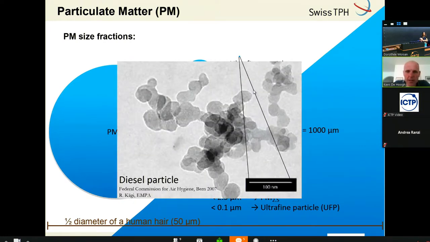Just to say that the diesel particle, for instance, is indeed an ultrafine particle. So when you blow this little one up, you can see here a diesel particle. So hence, that's a pollutant of interest.